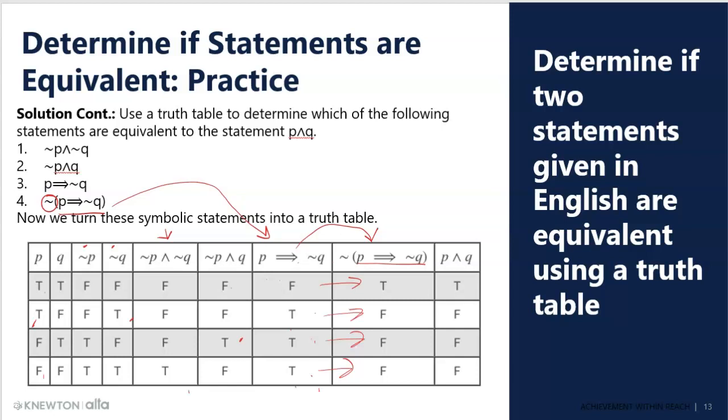False, false, true, false. I don't see anything like that. False, true, true, true. So it looks like this and this are the two equivalent statements. Now, there might have been no equivalent statements, but that's how you can sort out a whole bunch of words to see which mean the same thing. Lawyers do this all the time. Maybe not in symbols like this, but they do this all the time.